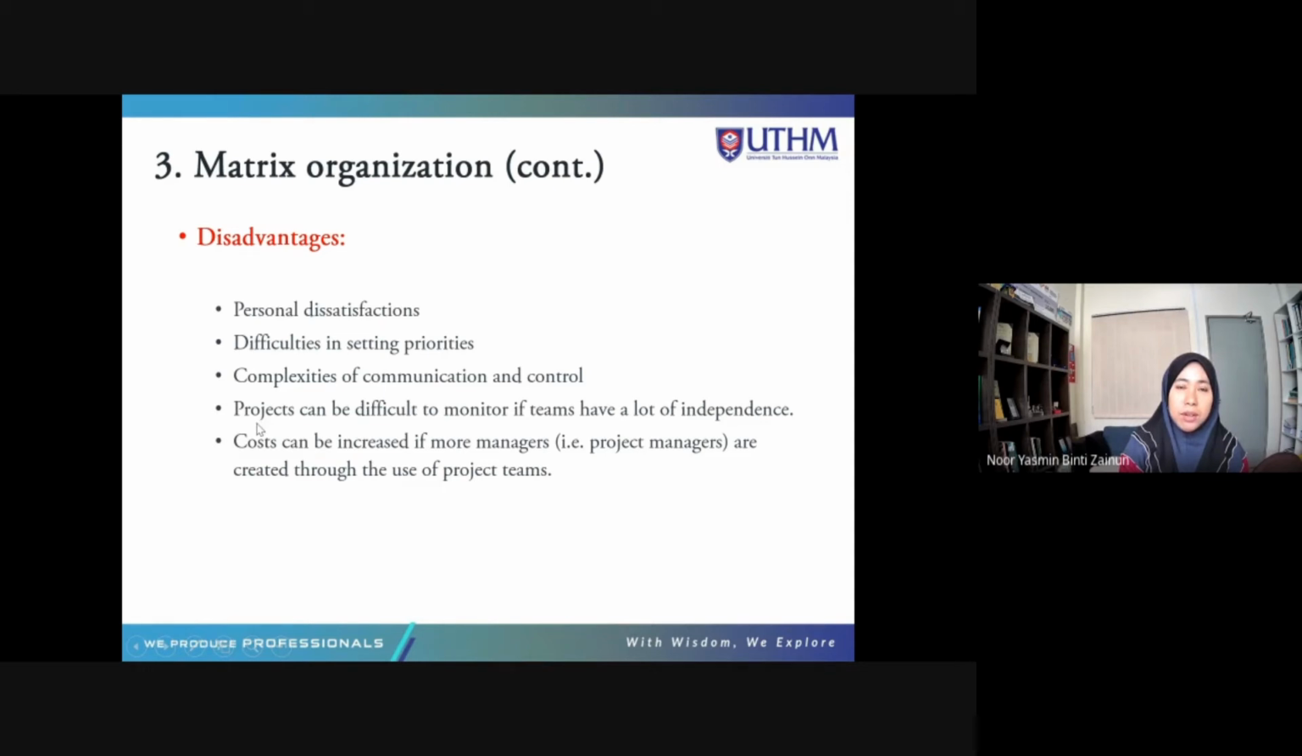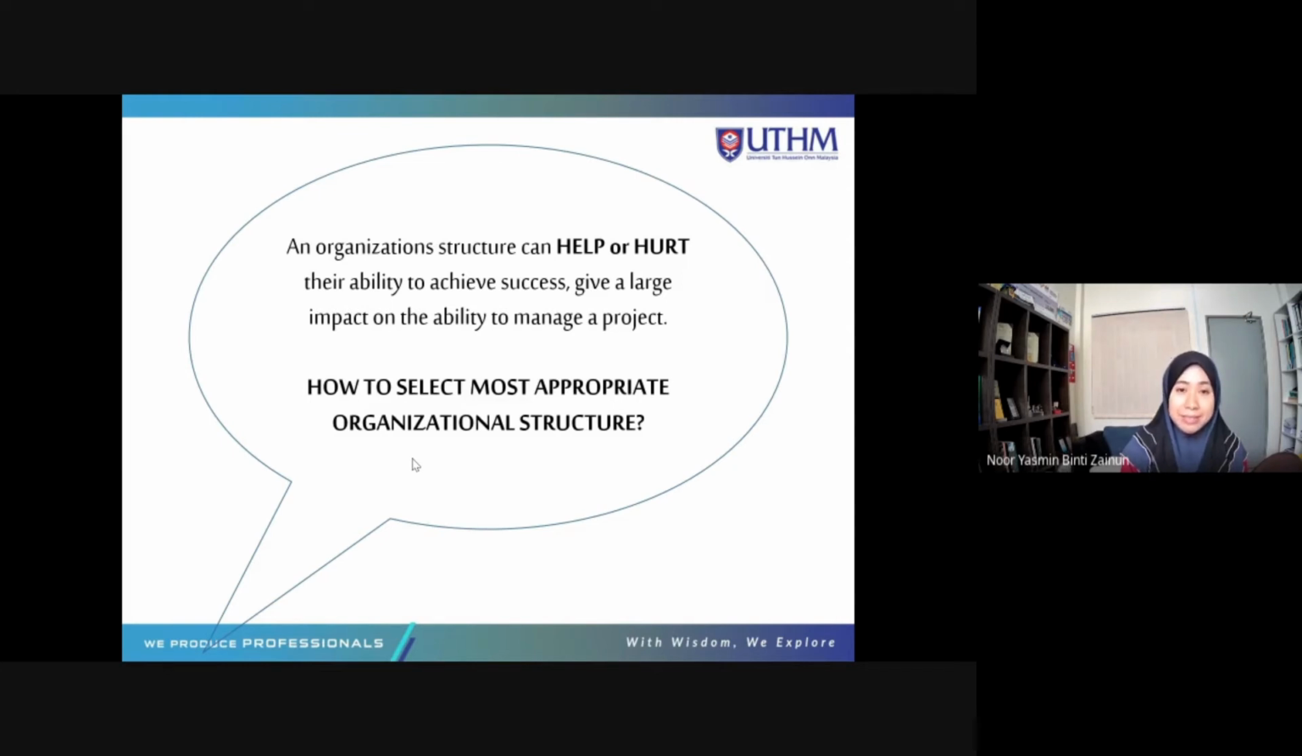Dia jadi terlalu banyak birokrasi lah. Nak kena kelulusan yang ni, kelulusan ni, function 1, function 2, function 3, function 4, then the project manager for project A can proceed. So complex sikit. Project can be difficult to monitor if teams have a lot of independence. Cost can be increased if more managers. Because you have project manager for the project, but you also have project manager for each function. And organization structure can help or hurt their ability to achieve success, give a large impact to the ability to manage a project. So macam mana nak select the most appropriate organization structure?